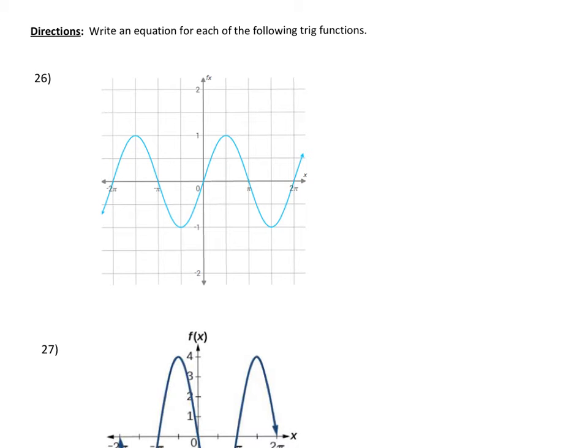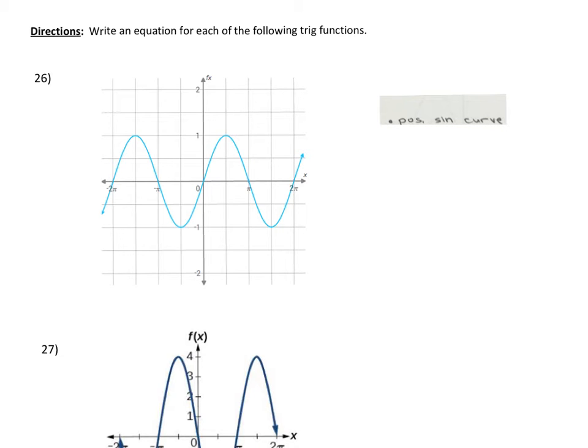Okay, so in 26 through 37, they want you to write in a trig equation for each of the following functions. Now, remember, whenever you go to write an equation, there are 3 things I want you to think about. First of all, whether this is a positive or negative sine curve or a positive or negative cosine curve. Now, we know it's a sine curve, right, because it goes through 0, 0. And if you start at 0, 0, the graph starts off going up. So what we can say so far is that it's a positive sine curve.